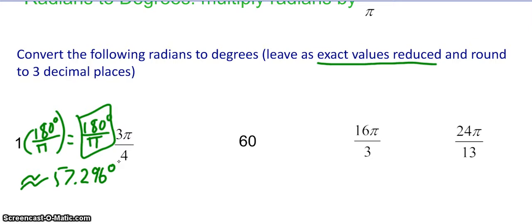So pause the video, convert from radians to degrees, unpause when you're ready to check. And remember, have fun.